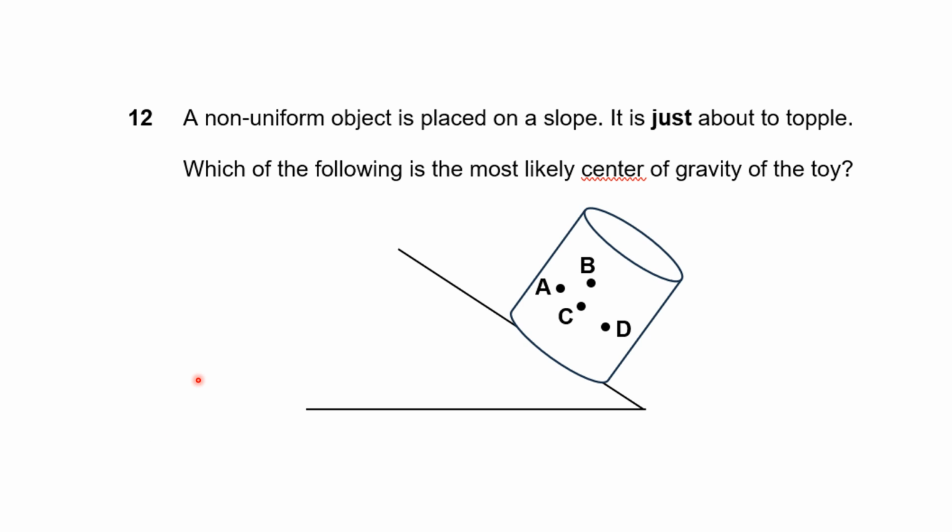Question 12. A non-uniform object is placed on a slope and is about to topple. Which of the following is the most likely center of gravity of the toy? Again, using the concept from the previous question that the weight originates from the center of gravity, let's try and draw the weight for these four different centers of gravity. You see over here, I've got four arrows. Notice that only for D is the weight passing through this point here. And if we think about the definition of toppling, toppling means that it would rotate about this pivot here.